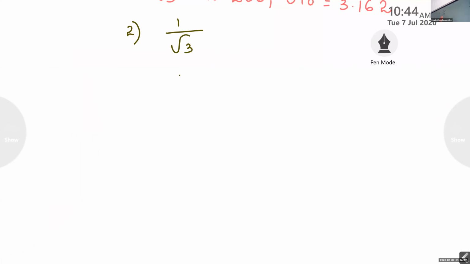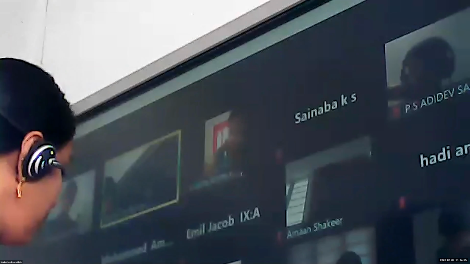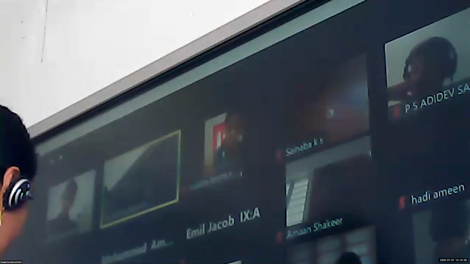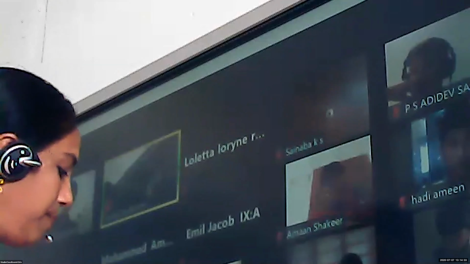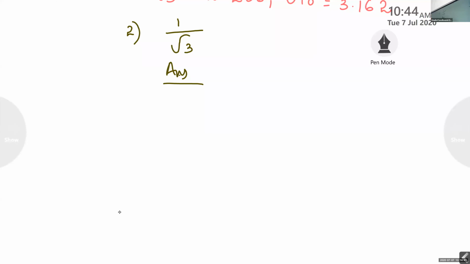So how will you do this? Tell me. 1 by root 3 into root 3 by root 3 into root 3. Okay, children. So, root 3 is our rationalizing factor. So, 1 by root 3 into root 3, and here also into root 3. And you will get the answer as root 3 by 3.